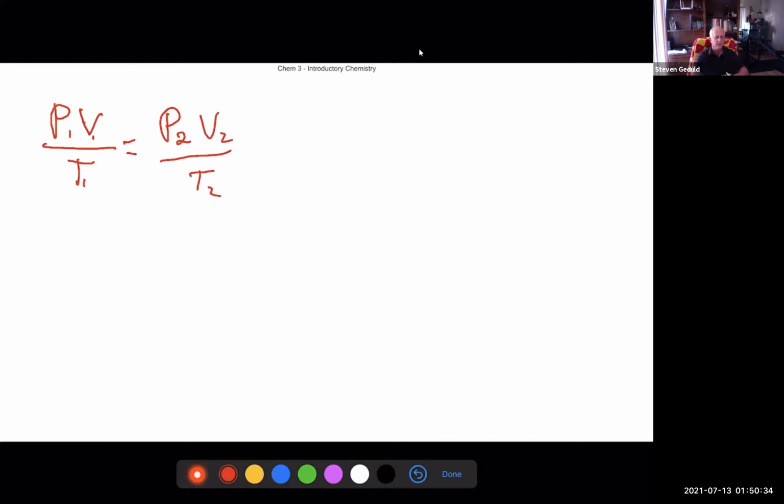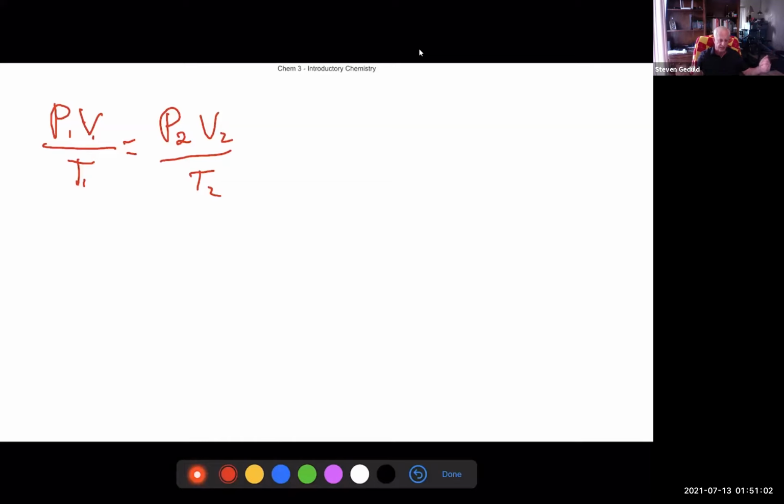Pressure and volume are inversely related. So when one goes up, the other goes down. Volume and temperature are directly related. When one goes up, the other goes up. So that's how they're set up. One's directly related, one's inversely related. So pressure and volume have an inverse relationship. Volume and temperature have a direct relationship. So all we're doing now is just adding another variable.